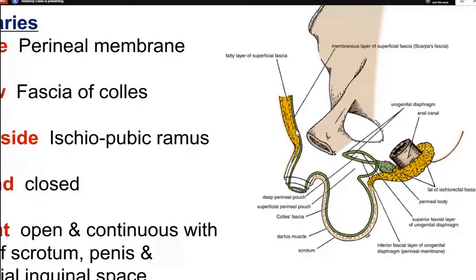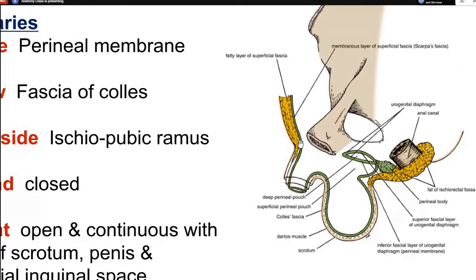Good. External oblique muscle. Now, can you see the green color one? In between the membranous layer and the external oblique muscle, we have a particular space. That space is known as the superficial inguinal space. This superficial perineal pouch will continue with the space present in the scrotum, it will continue with the space present in the penis, and it will also continue with the space present in the anterior abdominal wall, and that space is known as the superficial inguinal space.